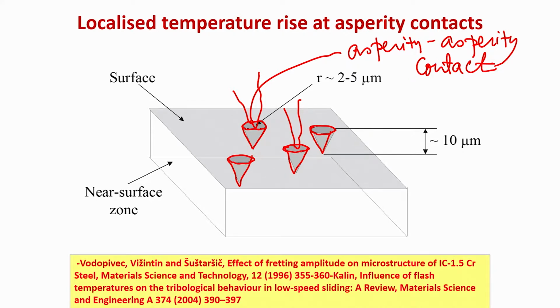Now, let us look at what the length scale of this asperity contact region is. What you see here is that the radius of this contact region is R equal to 2 to 5 micron. The depth to which this asperity goes below the surface is 10 micron. So essentially, the typical contact region radius is 2 to 5 micron and the depth is also going to 10 micron. This depth is the region where any heat that is generated will be conducted through the solid.